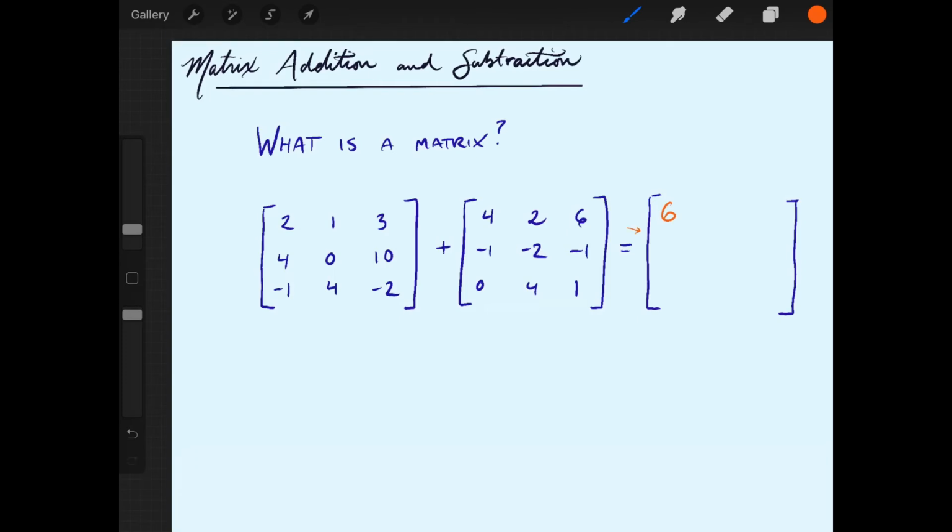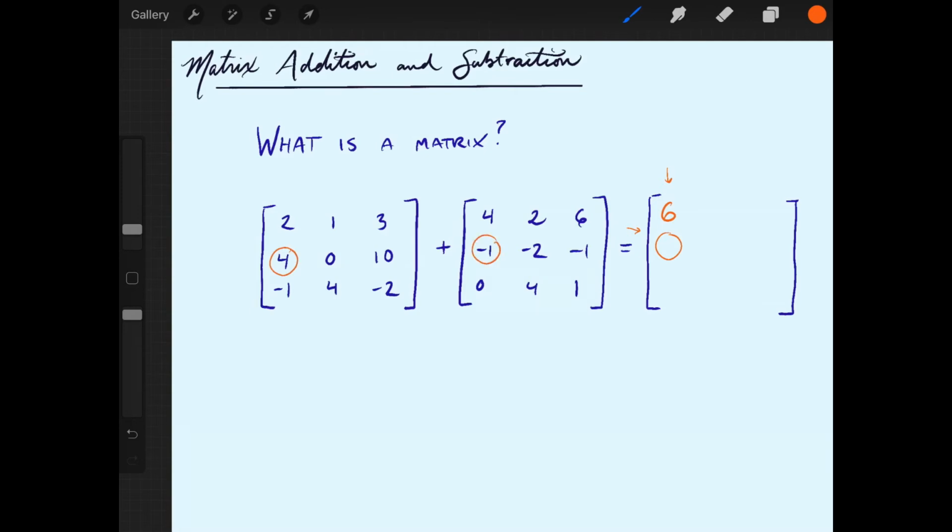Let's take a look at another position. Suppose we want to next fill in the second row, first column. In other words, what goes here? The thing that goes there is what we obtain by adding the things that are in the same position in the two matrices that are being summed. So what is located in that position?